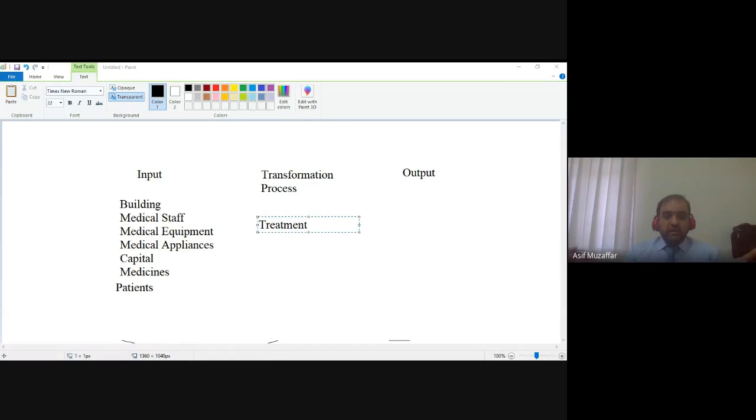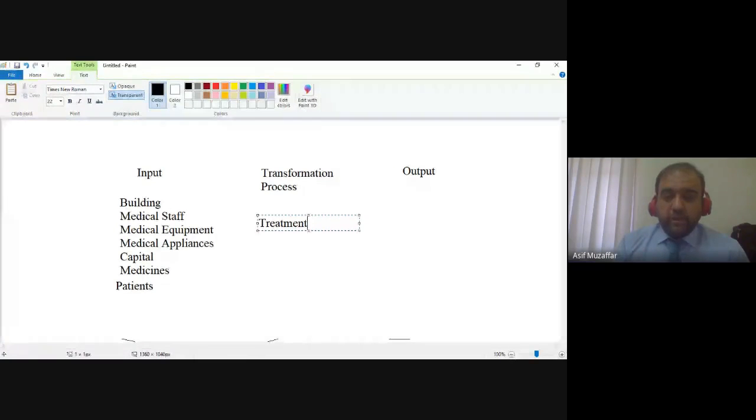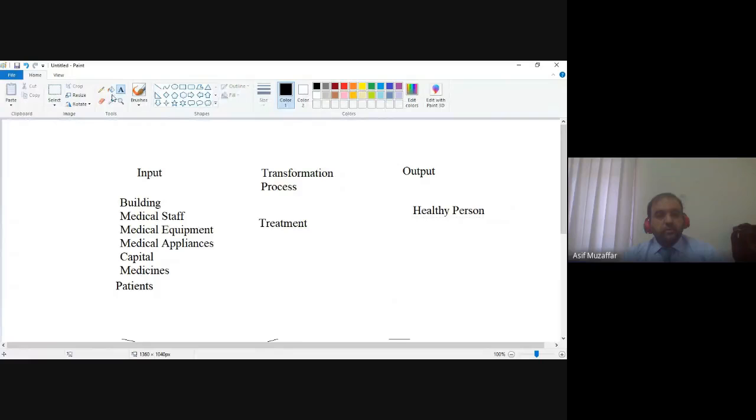So this is the output: you come out with better health. Very good. So this is what we are looking at. The output should be the healthy patient, the healthy person. Good. So this is the whole process for the hospital.